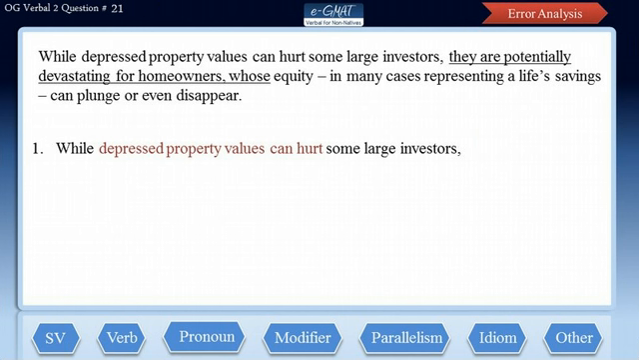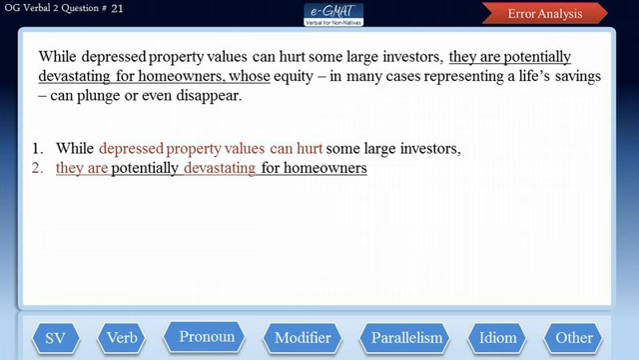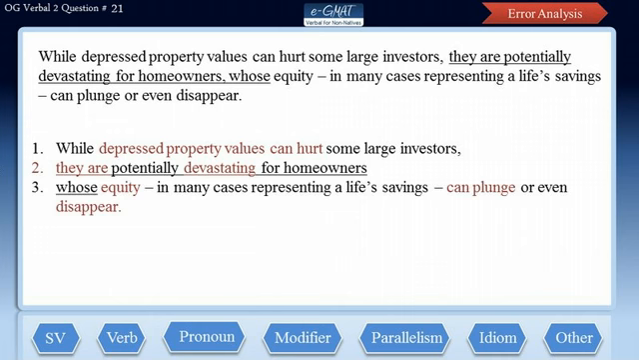So here comes the first clause. While depressed property values can hurt some large investors, here depressed property values is the subject and can hurt is the verb. After investors, we have a subject-verb pair, which means we have a clause here that reads, they are potentially devastating for homeowners. Here they is the subject and are devastating is the verb. Presence of whose marks the presence of another clause which reads, whose equity, in many cases representing a life's savings, can plunge or even disappear. Here equity is the subject and can plunge or disappear is the verb.